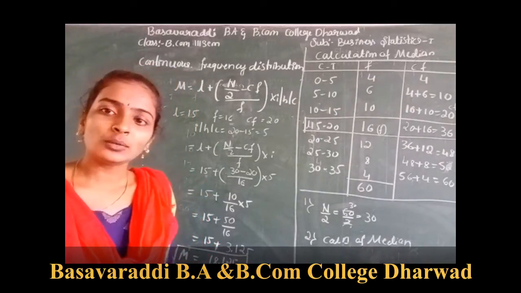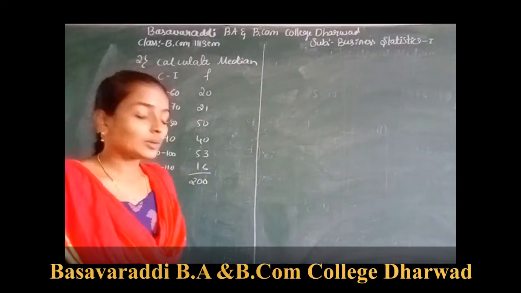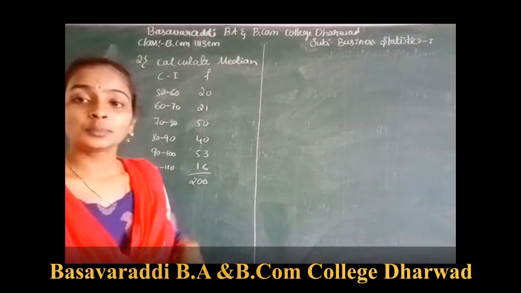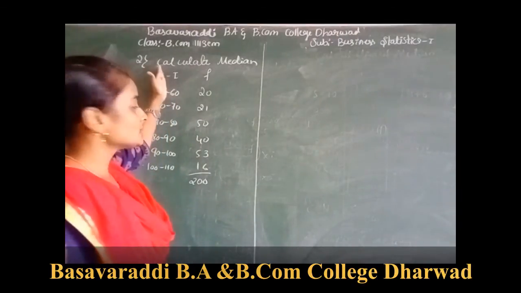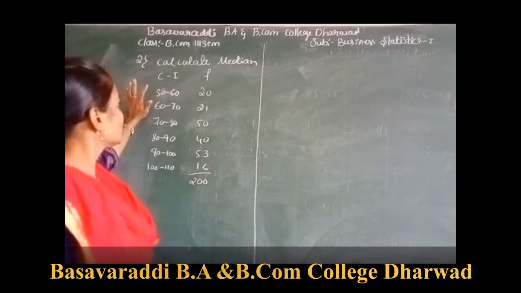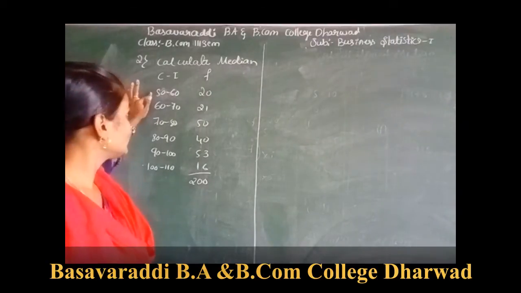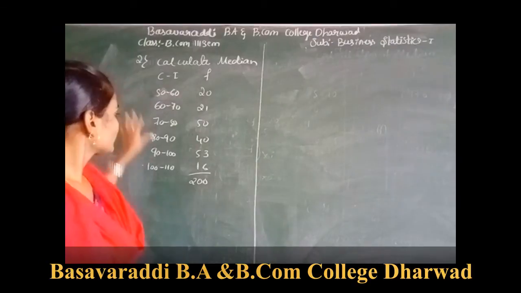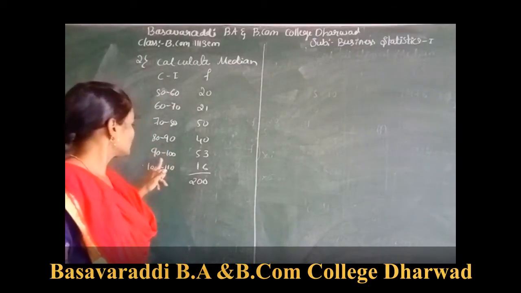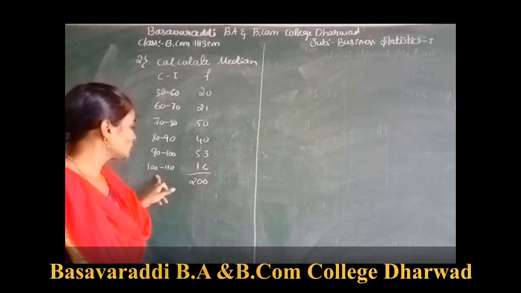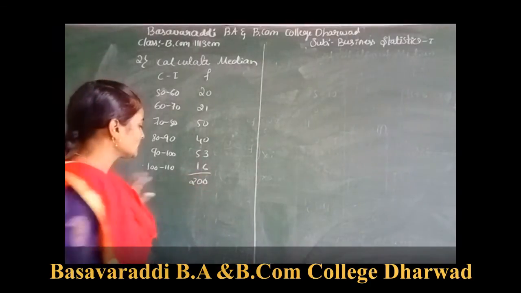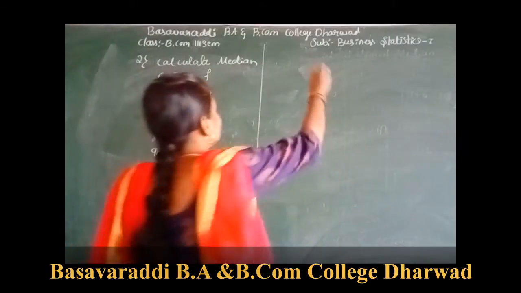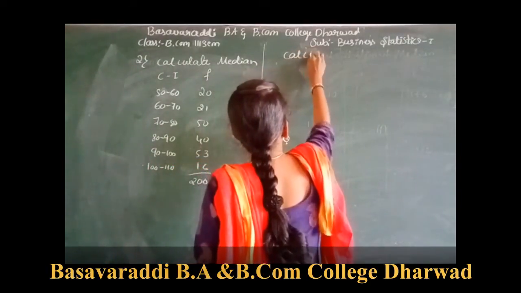Let us start another problem, based on continuous frequency distribution. Calculate the median. Class interval and frequency: 50 to 60, 20; 60 to 70, 21; 70 to 80, 50; 80 to 90, 40; 90 to 100, 53; 100 to 110, 16; total is 200. Okay, let us solve the problem. Calculation of median.